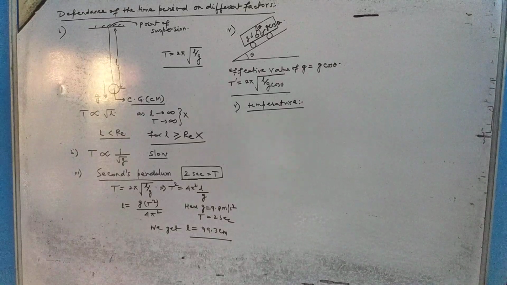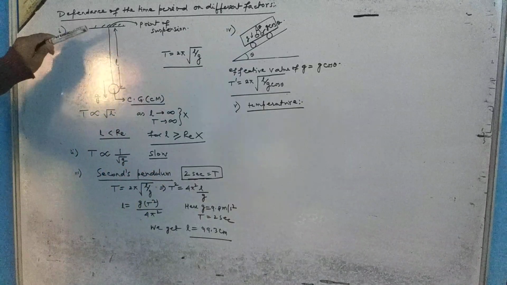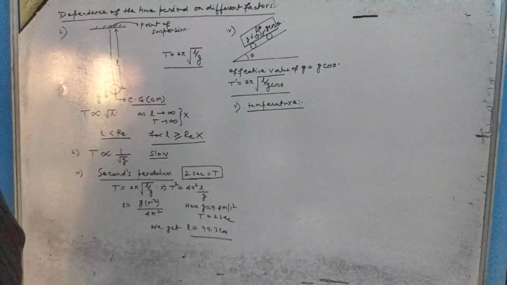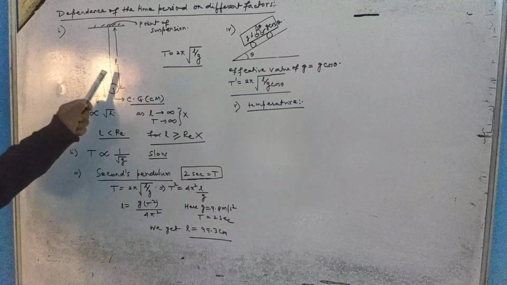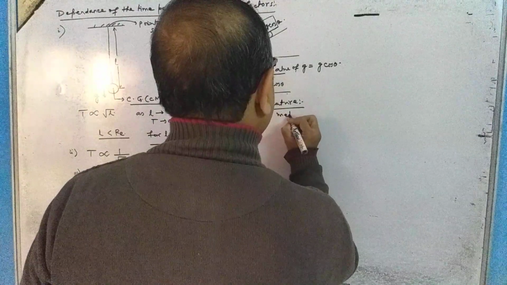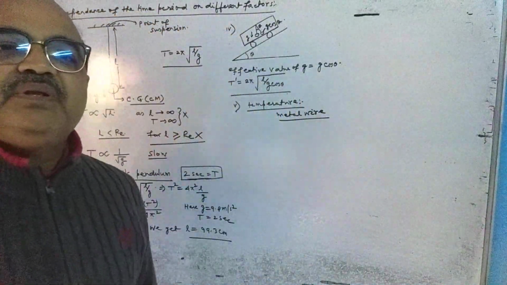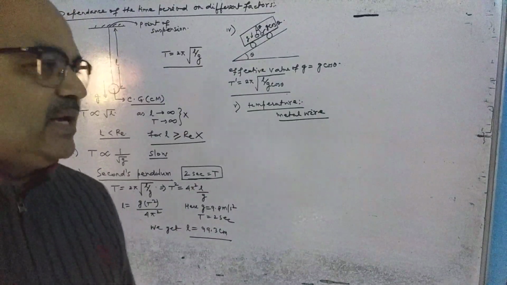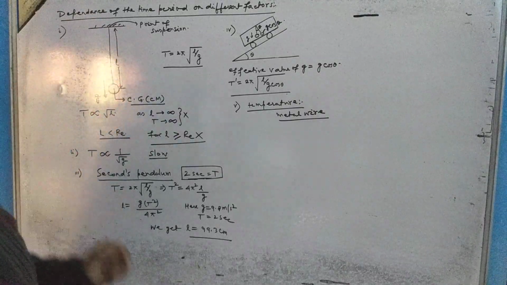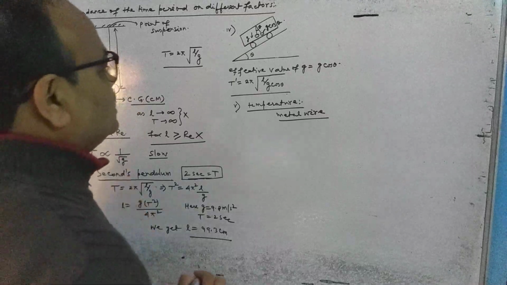Look, what does temperature mean? Suppose, understand my point, this string is a metallic wire. Suppose the pendulum bob is suspended with the help of a metallic wire. In that case, what will happen? It is suspended by a metallic wire. Okay?